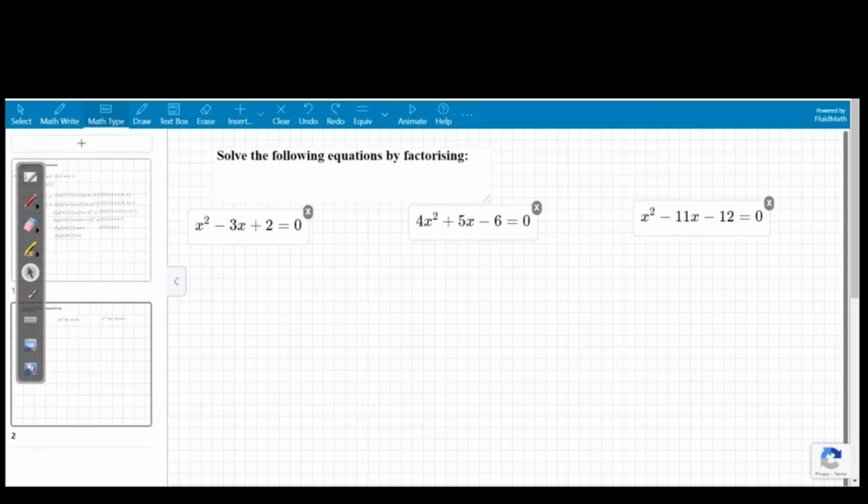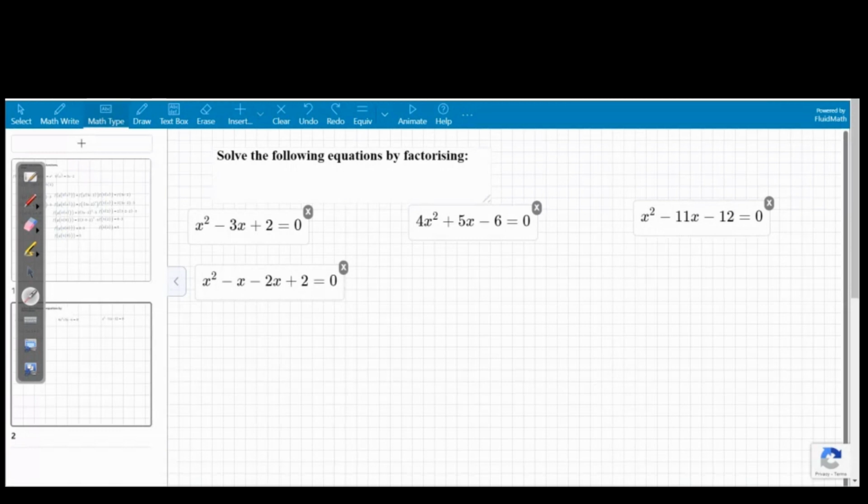So this becomes x squared minus x minus 2x plus 2 is equal to 0. Now we can decide to put these two terms together and these other two terms together and then factorize.